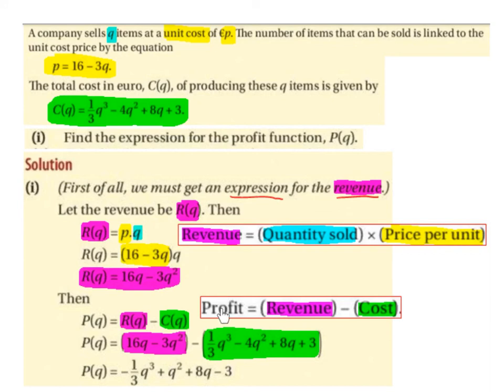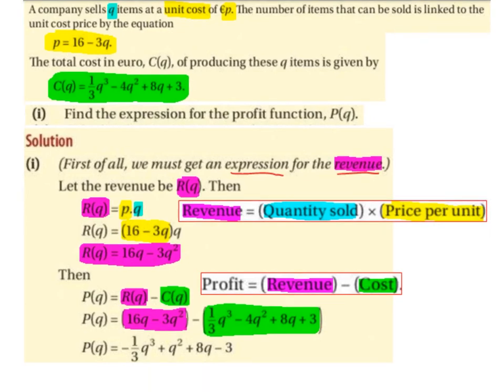Then profit equals revenue minus cost. The revenue is R of Q, and the cost is C of Q. So R of Q is equal to 16Q minus 3Q squared, so we got that from here. And C of Q is equal to a third Q cubed minus 4Q squared plus 8Q plus 3, which is from the question. So simplifying, we get P of Q equals minus a third Q cubed plus Q squared plus 8Q minus 3.